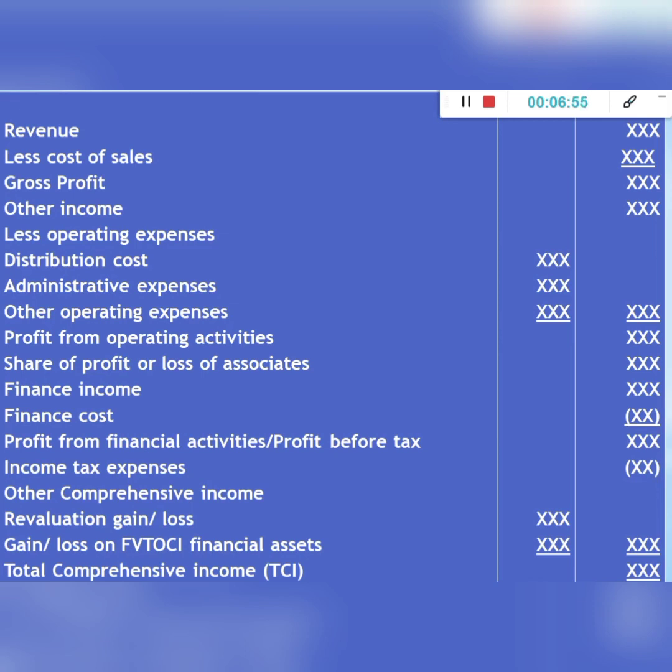Then when you get this amount, you subtract it from your revenue to get your gross profit. After you have ascertained your gross profit, you need to add any other income that you might have gotten during the year. You add all those to it to get your total income. Then you less your operating expenses. And your operating expenses are basically grouped under two: the distribution cost and the administrative expenses.